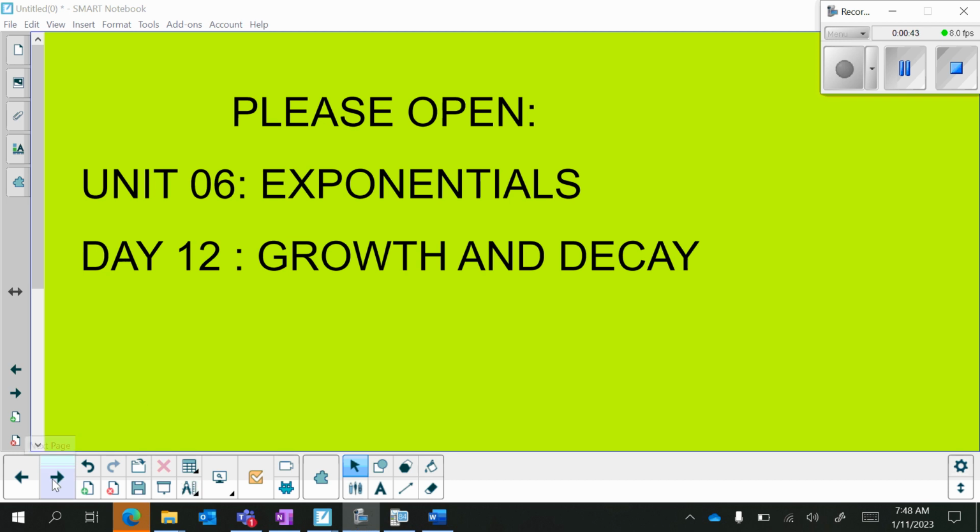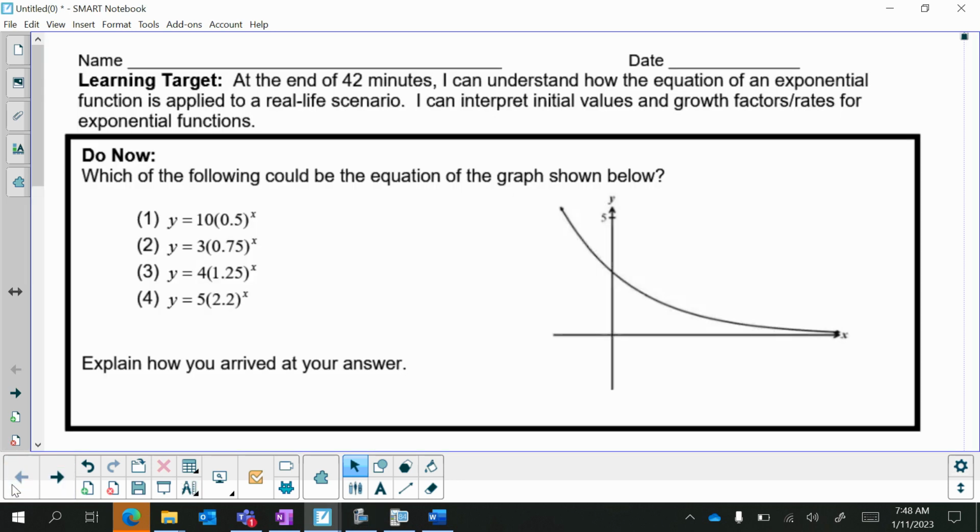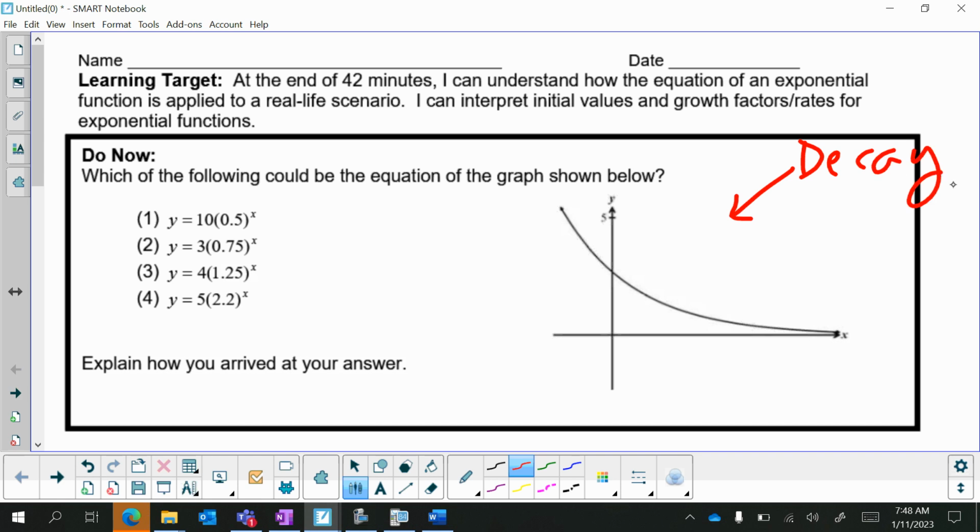All right, so here we go. You should be looking at this do now. It says which of the following could be the equation. So I know that we've already talked about the base, and if the base is between 0 and 1 specifically, then it indicates decay. So this is a decay situation because from left to right, we have a negative slope. It's constantly decreasing. It's a negative slope to the tangent line.